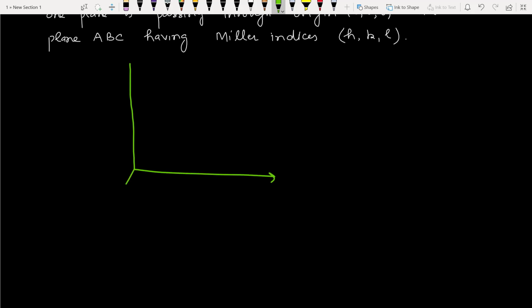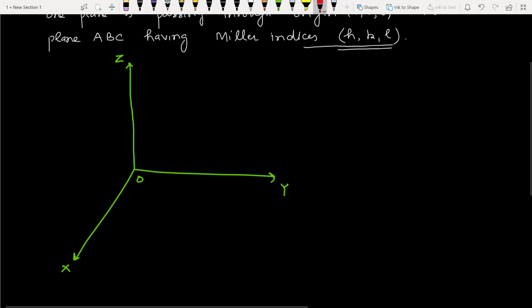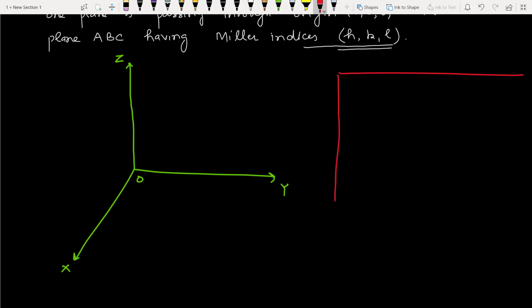Suppose this is our coordinate system: x-axis, y-axis, z-axis. The intercepts of the plane having Miller indices HKL on the three axes will be A by H, B by K, C by L.